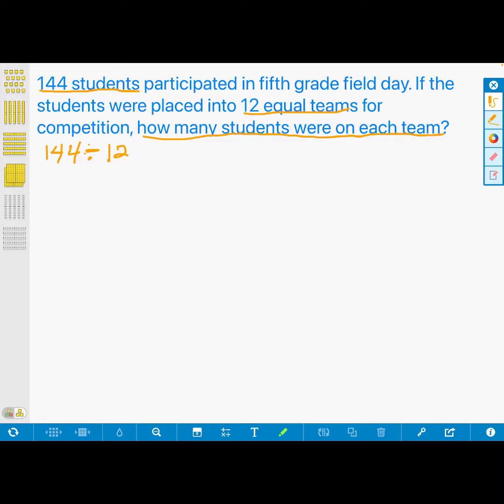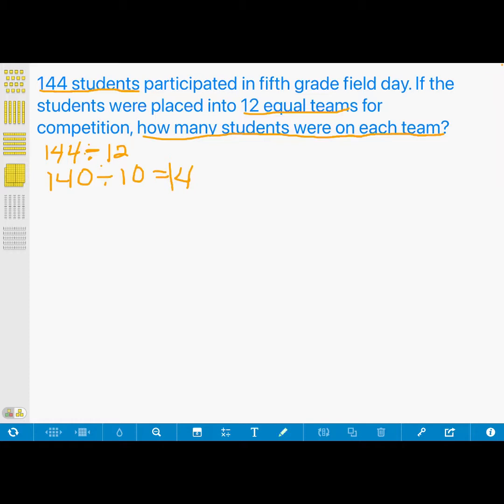So the first thing that I'm going to do just to help me solve this problem a little easier is estimate. So I'm going to take 140 divided by 10 just to make it a little easier for me. And I know that my answer is 14, because 10 goes into 14 one time with a remainder of 4, and 10 goes into 40 4 times. Okay, so that is just an estimate.